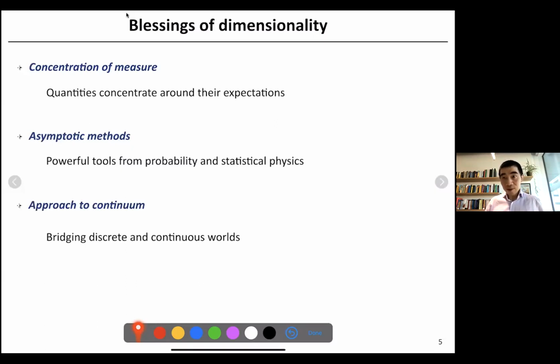Now, the third blessing is the so-called approach to continuum, which says that in high dimensions, with proper rescaling of either space or time, you can convert a discrete description of a problem to a continuous description of the problem. One example is the so-called propagation of chaos.